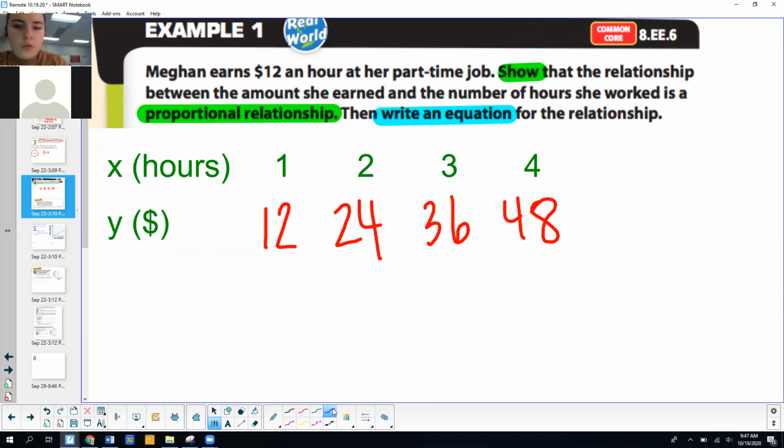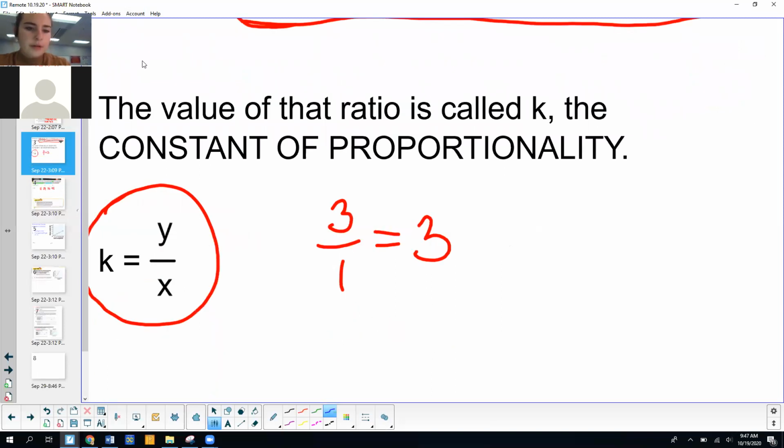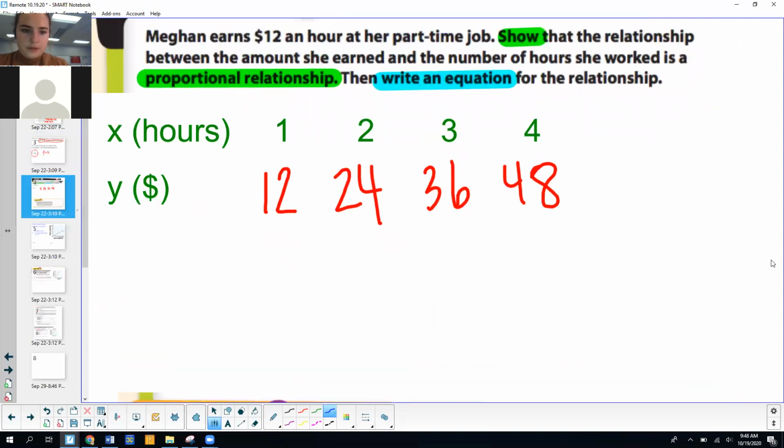So we need to write an equation to show the relationship. So if we look back to the constant of proportionality equation, this should be in your notebook somewhere written, constant of proportionality, and you should have this equation, K equals Y divided by X. So it's always Y divided by X is going to give us the relationship. So Y divided by X equals K.